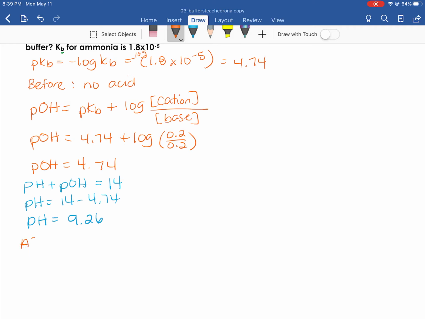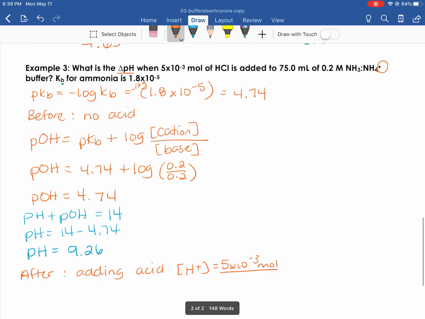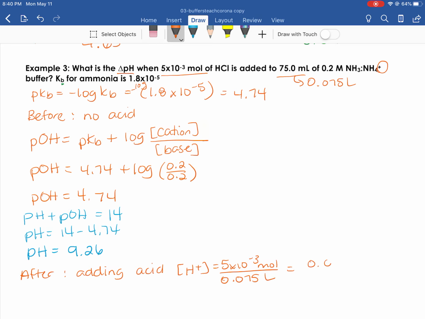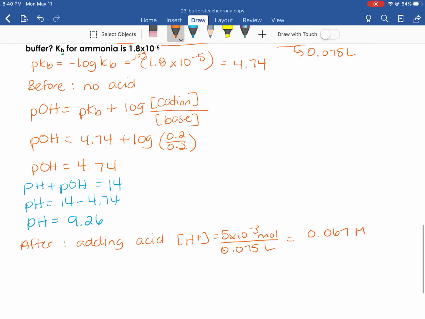So after is going to be adding acid. And you can go right into calculating concentration. So again, this time I gave you moles and volume for whatever reason. It doesn't have to be like that. And again, we want this to be in liters because it's moles per liter for concentration. Okay, so this 0.067 is the amount of hydrogen that our buffer needs to take care of.